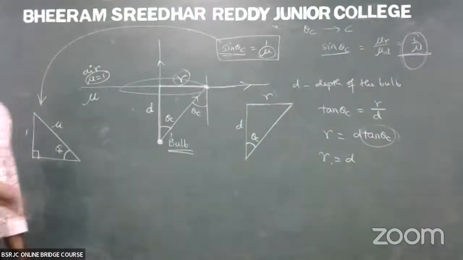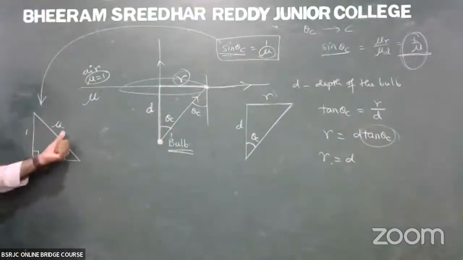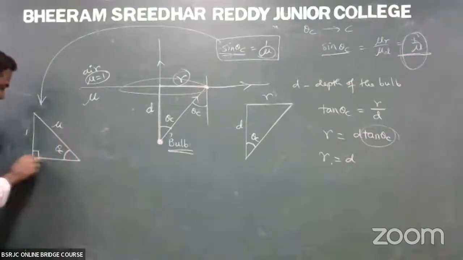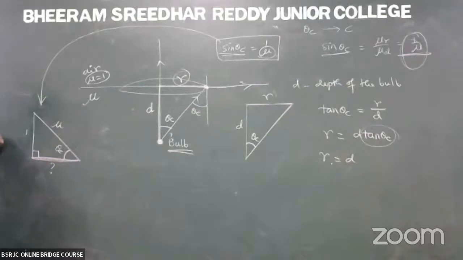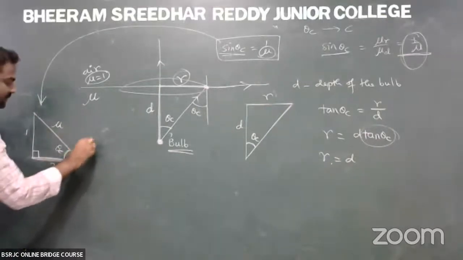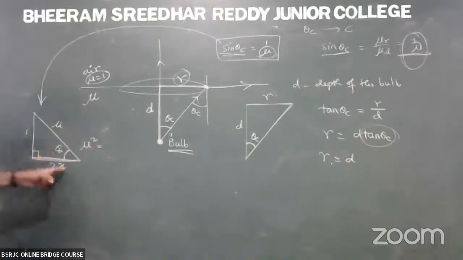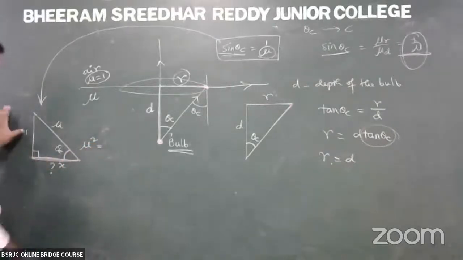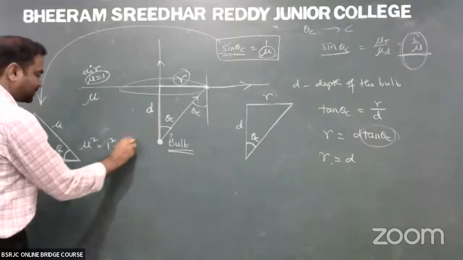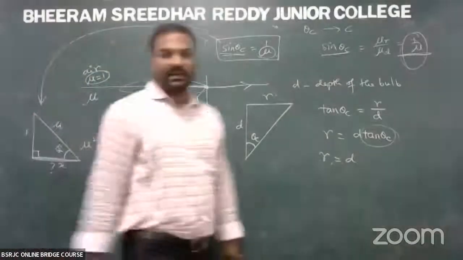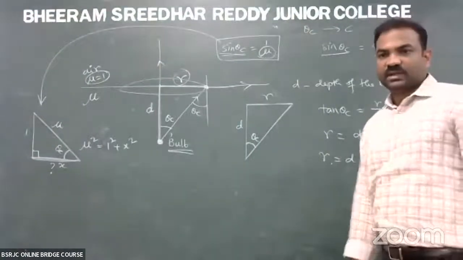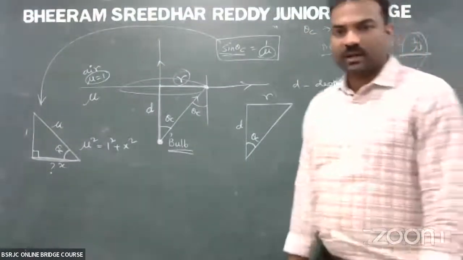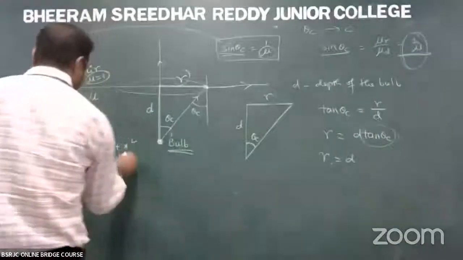So the opposite side is 1 and the hypotenuse value is mu. Then what is this adjacent side? Let us say the side value is x. Then hypotenuse square is equal to the sum of squares of the sides: 1 square plus x square. Pythagoras theorem applied. Yes, correct.